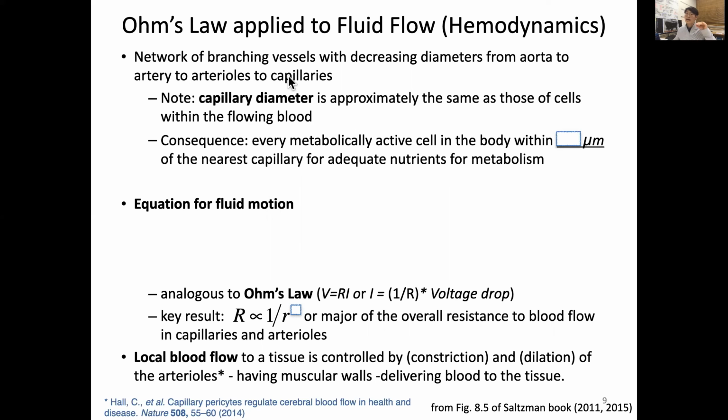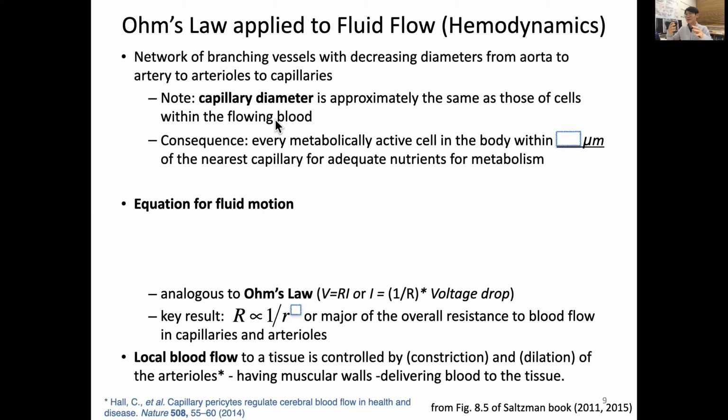And think about the capillary. The capillary diameter is very, very small. It's approximately the same as those of the cells, RBCs, within the flowing blood. Even the capillary diameter can be smaller than RBCs. So the RBC has to squeeze to pass through. So a healthy RBC should be very flexible. Old RBCs tend to be stiffer, and they usually get filtered and die in the spleen.